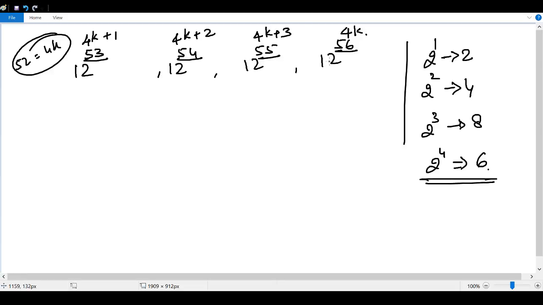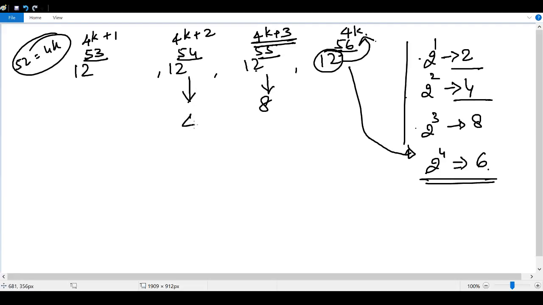When the power is a multiple of 4, the unit digit of that value is going to end in 6. If the number is 3 more than a multiple of 4, it will end in 8. 2 more than a multiple of 4 will end in 4. And 1 more than a multiple of 4 is the start of the cycle.